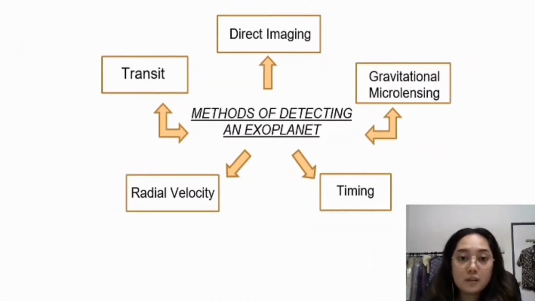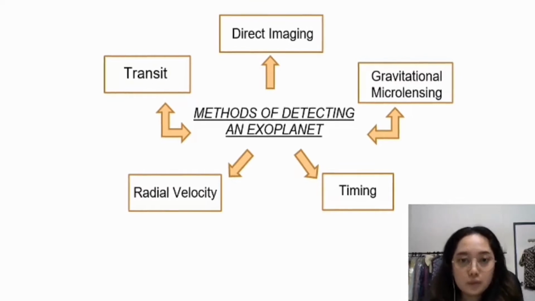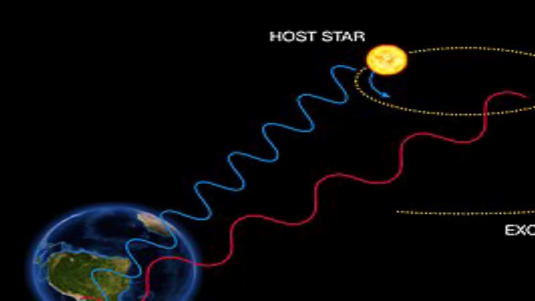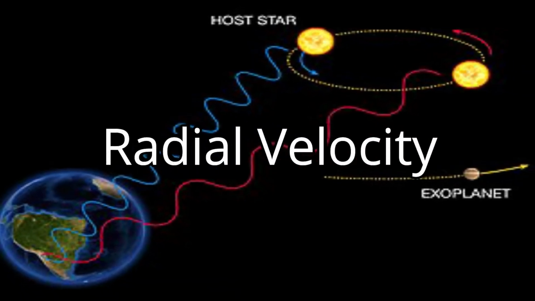There are a few methods that scientists and astronomers have used to detect exoplanets. The most common one is transit. Others include radial velocity, direct imaging, gravitational microlensing, and timing.